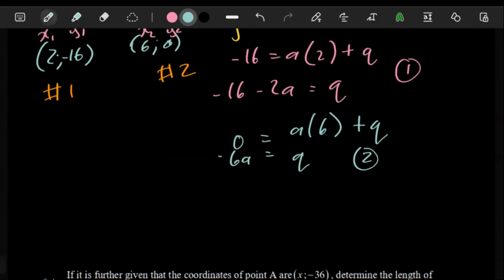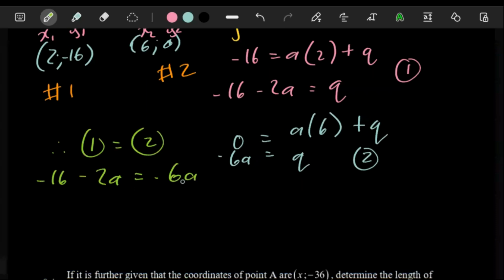So they're both equal to q, right? So we can actually just make them equal to each other, you see. Equation number 1 equal to equation number 2. We're going to have negative 16 minus 2a equal to negative 6a, like that. Does that make sense? Yeah.